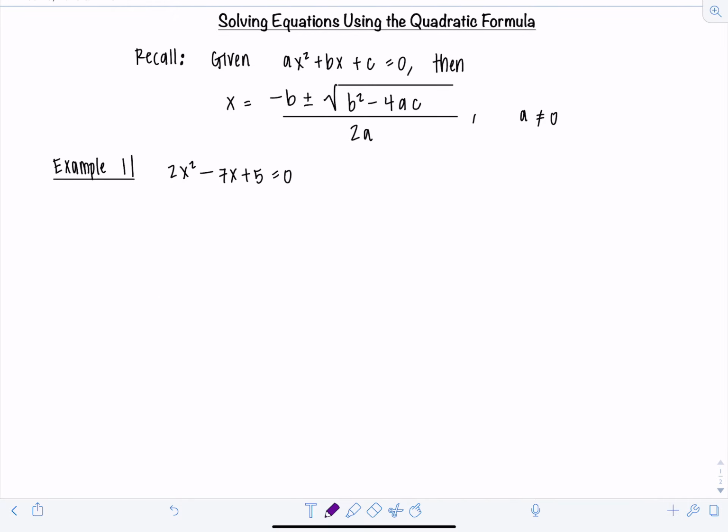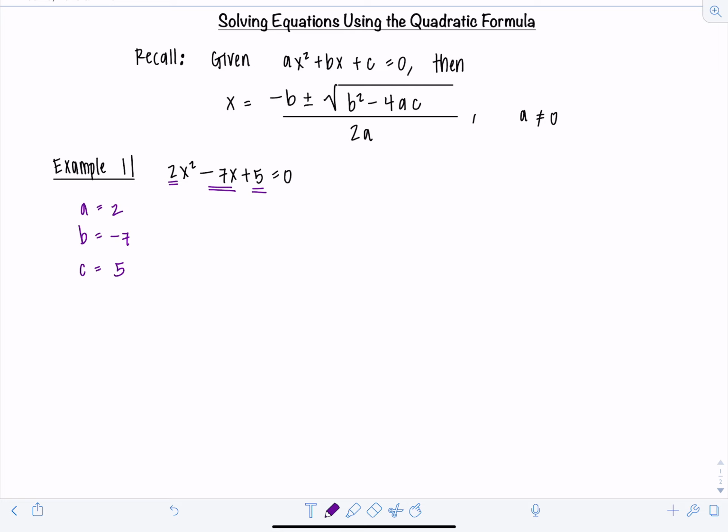So in this case, a, which is the coefficient of the quadratic term, is equal to 2. b, which is the coefficient of the linear term, is negative 7. Don't forget the negative. And c, which is our constant term, is equal to 5. So now we're ready to start substituting these values into the quadratic formula.